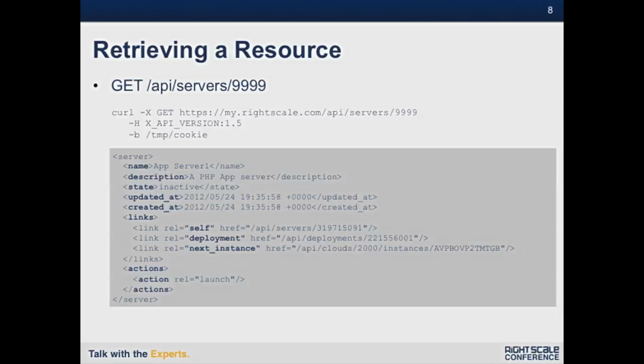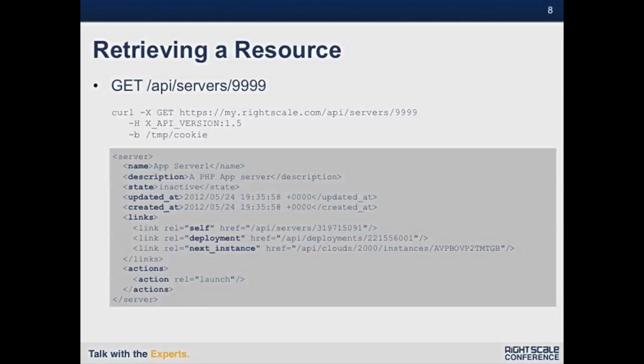So the first thing that we could possibly do is maybe retrieve a resource, right? If I want to retrieve the contents of server 9999, then I do a get to servers/9999. That's the typical REST way of doing things. And I'll get basically this. In this case, it's HTML.